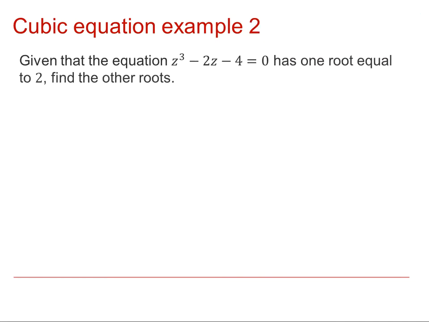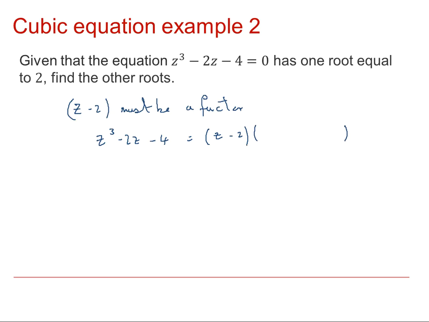Well, as a second example of a cubic equation, we've got a cubic here where one of the roots is equal to 2 and we're asked to find the other roots. Well, if a root is equal to 2, then this means that z minus 2 must be a factor. And if that is the case, we can write the cubic z cubed minus 2z minus 4 as being equal to some quadratic multiplied by that linear factor z minus 2.